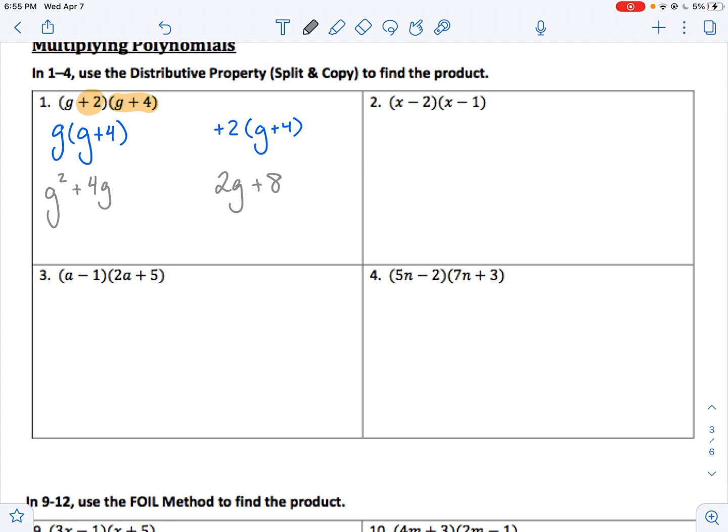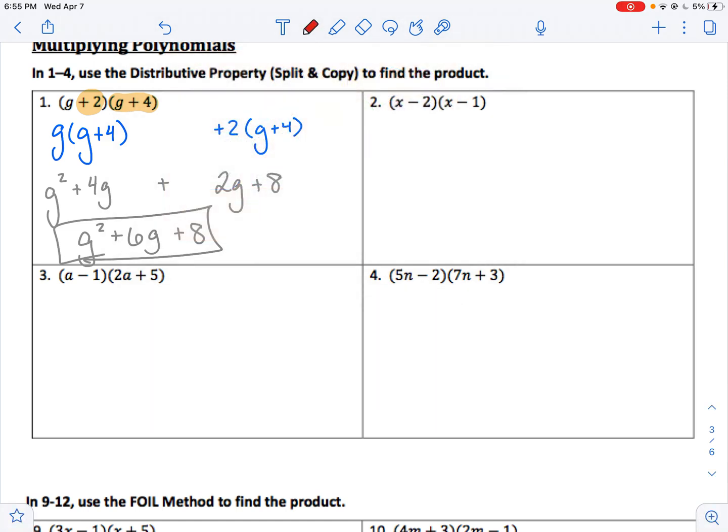So then you end up just combining your like terms. So g squared plus 4g plus 2g would be g squared plus 6g, and then plus 8. And there's my final answer.